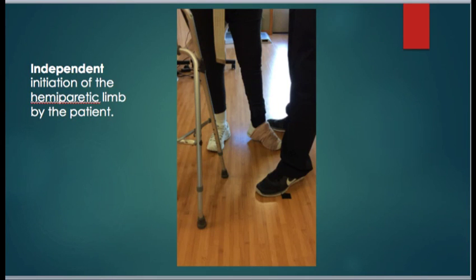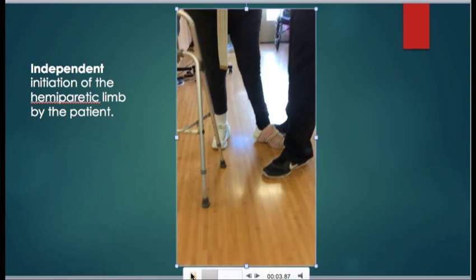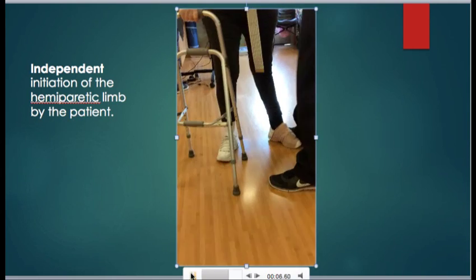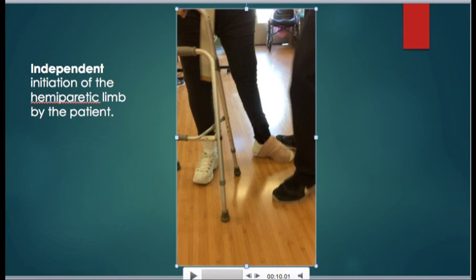Now let's watch the same patient later on in the session. As you can see, that patient was just able to achieve independent initiation of their hemiparetic limb. Although we saw some genu recurvatum or extreme knee extension, that patient was able to volitionally move her hip against gravity to move her limb forward. This was the result of 45 minutes twice per week of gait training with this therapist.